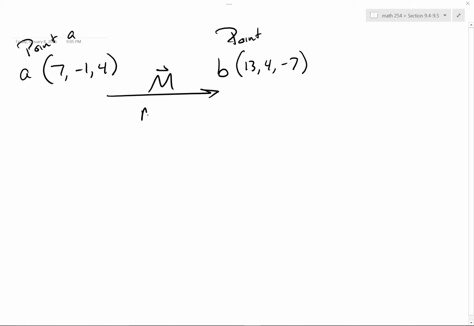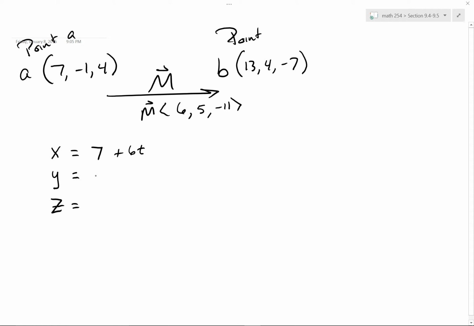Well, big M would be 6, 5, negative 11, I think. Is that right? Everyone see that? Nice. But here's my question to you. Could you write 3 equations that tell me how to get from A to B? Well, sure. I started at 7. I added 6. And I'm going to put this little T on the end of it there.